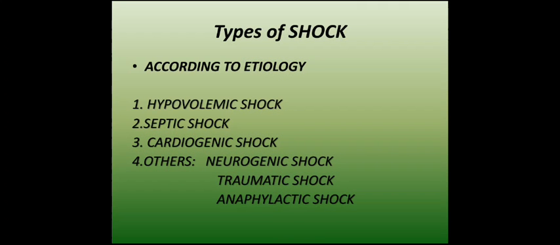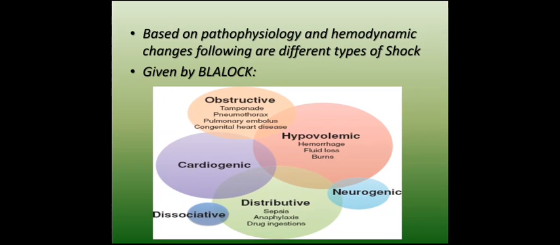Coming to types of shock, according to etiology, shock is divided into hypovolemic shock, septic shock, cardiogenic shock, and others like neurogenic, traumatic, anaphylactic, which are equally important. Next, based on the pathophysiology and hemodynamic changes, Blalock gave this classification: obstructive, cardiogenic, hypovolemic, dissociative, distributive, and neurogenic. What comes under obstructive shock? Cardiac tamponade, pneumothorax, pulmonary embolism, congenital heart diseases. Hemorrhage, blood loss, burns come under hypovolemic shock. Sepsis, anaphylaxis, drug injections come under distributive shock.